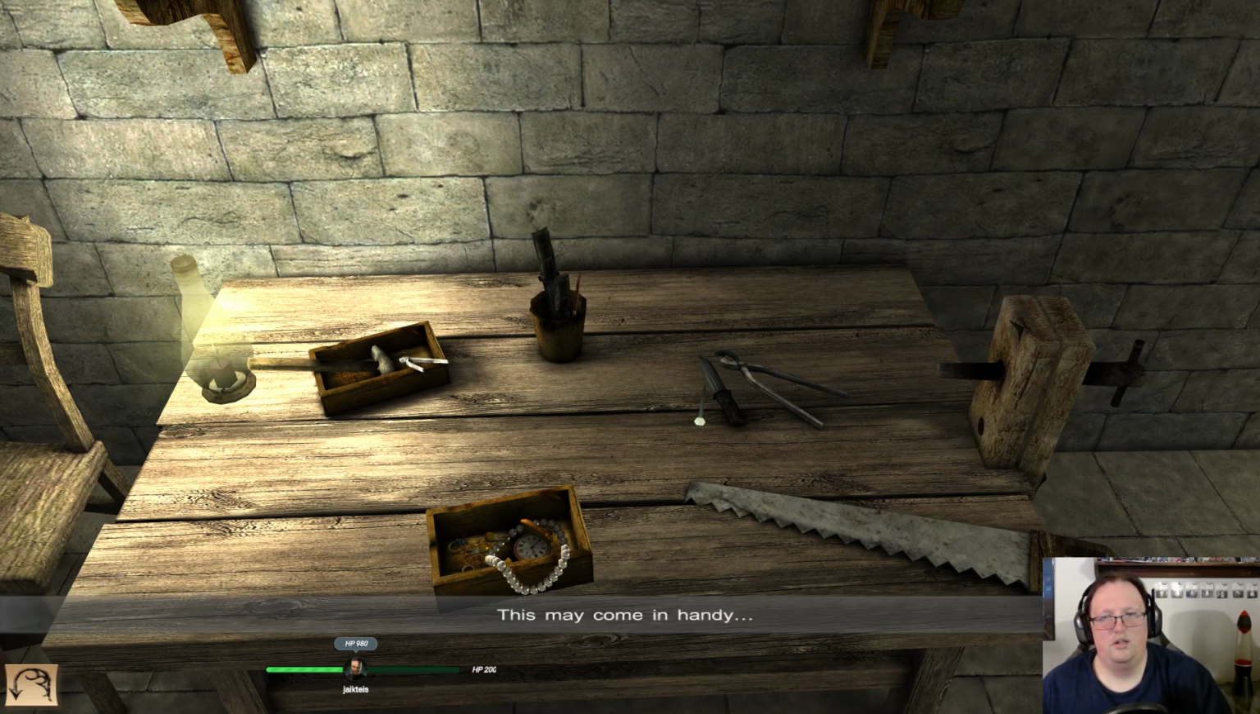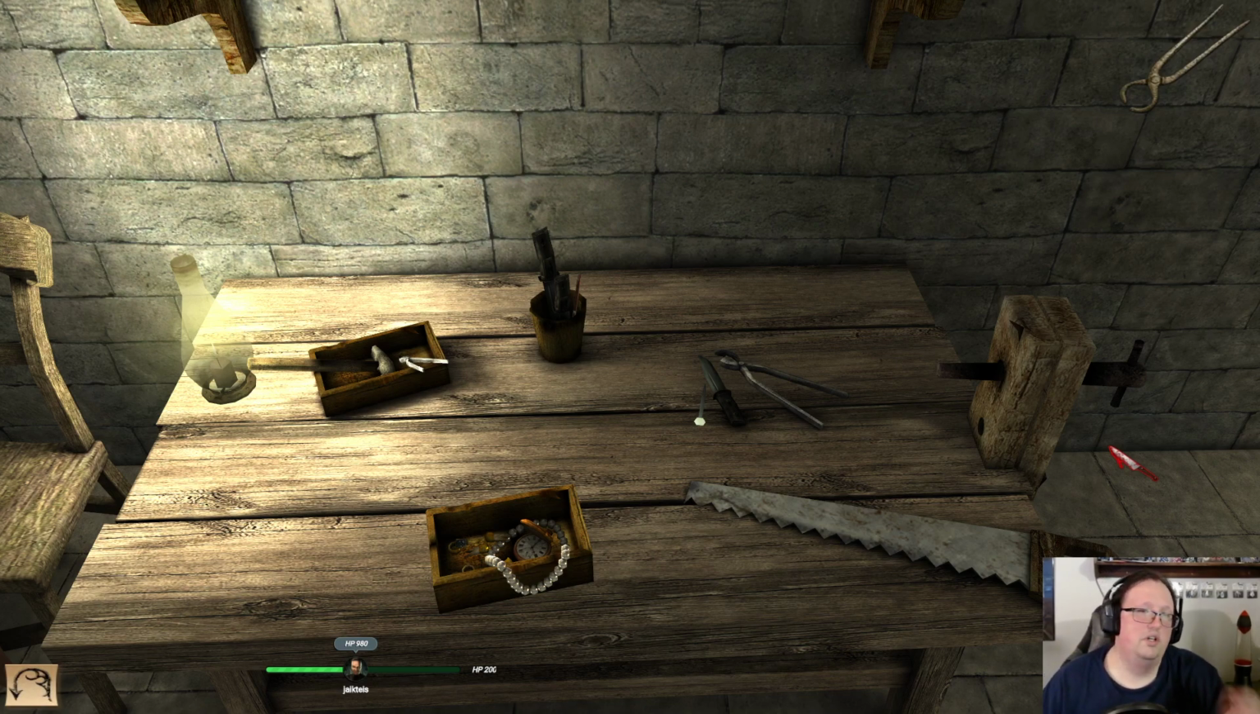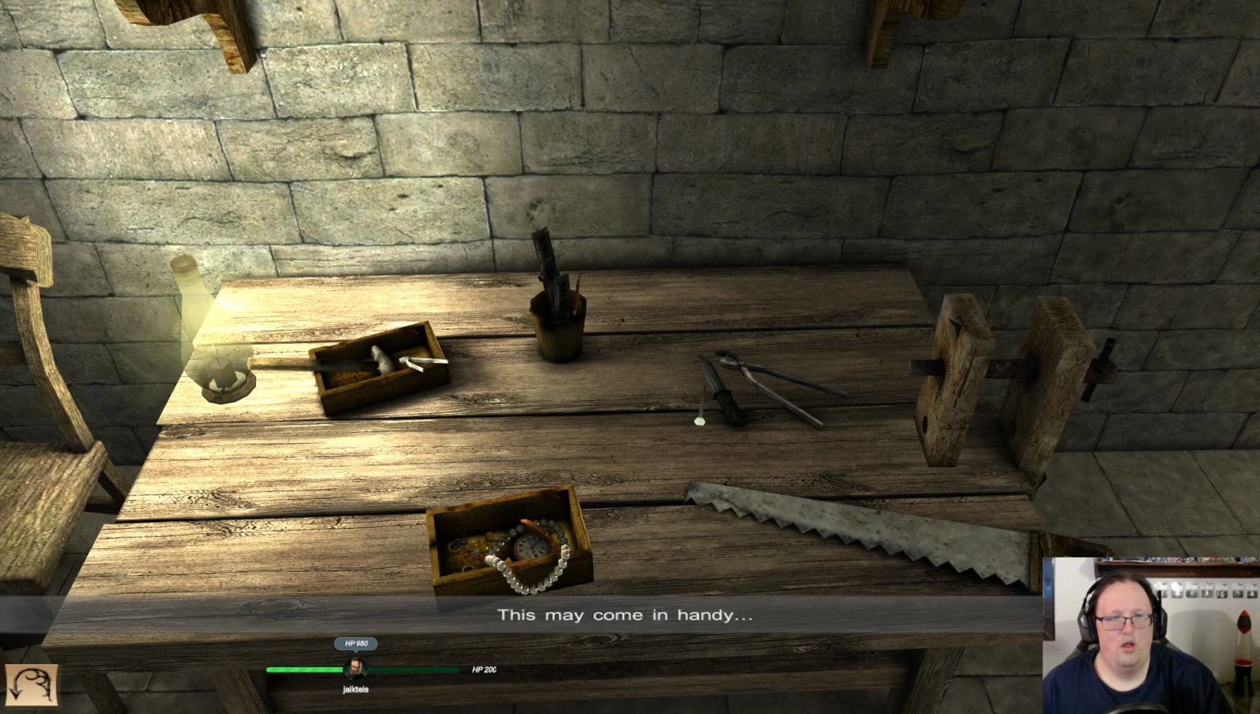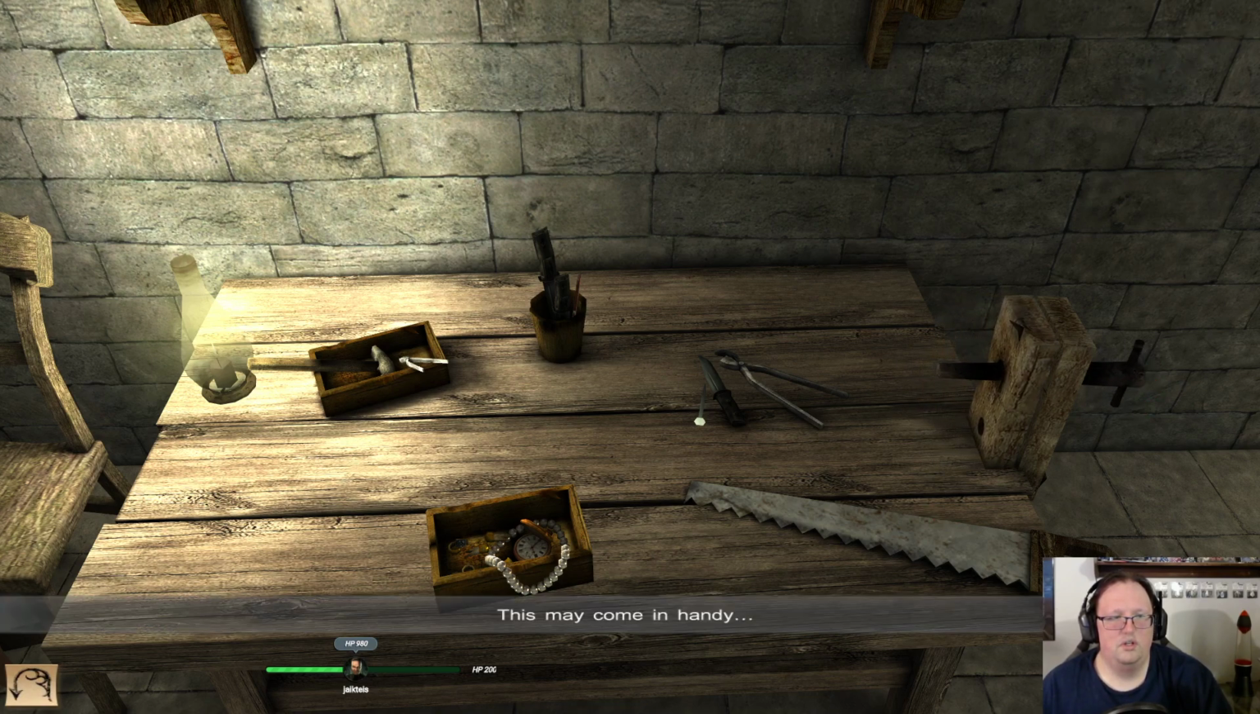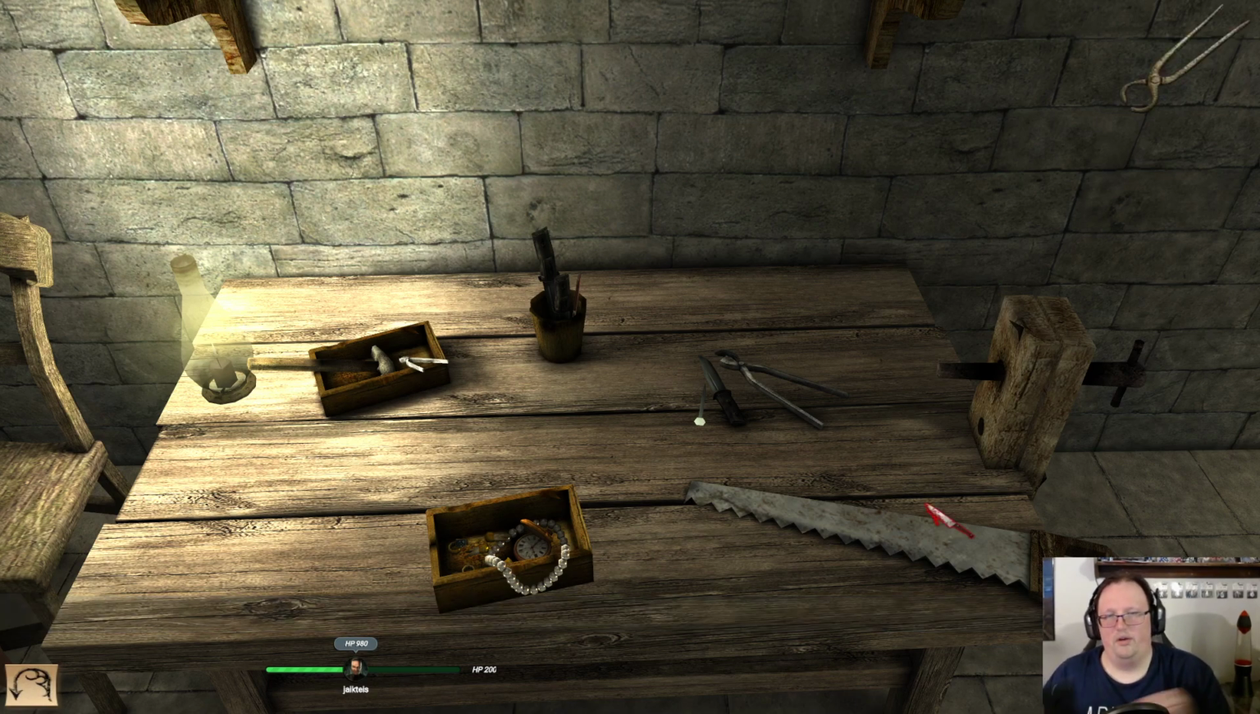This may come in handy. It's not even flavor, just plain oats. Oh no, Paper. This may come in handy. All right, is it to close it? This may come in handy. All right, all right. Whoa.